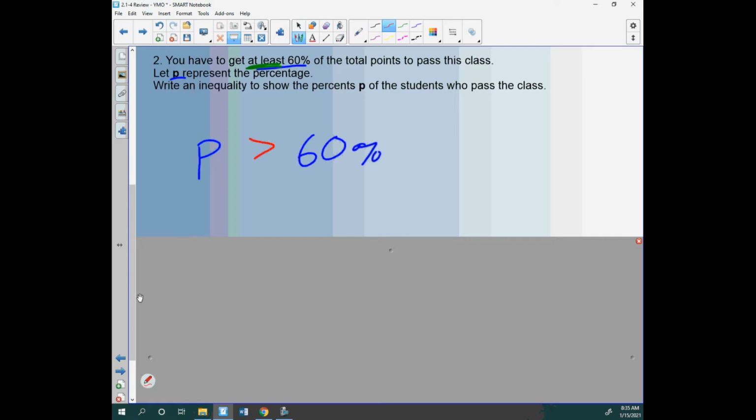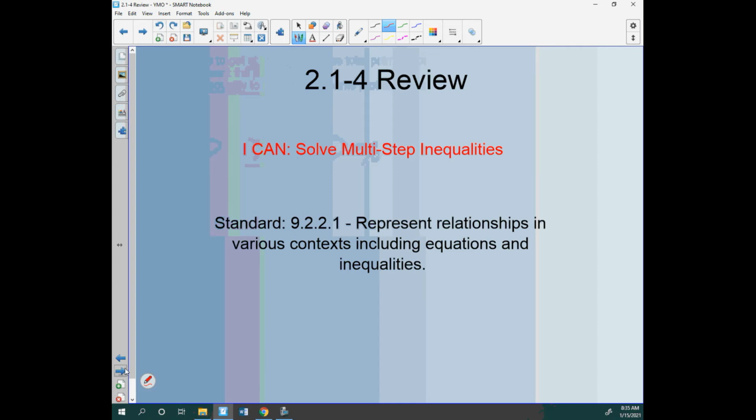So we want to get more than 60%. Okay? I think a lot of us can do pretty good at that. It's, do I include the or equal to or not? That's kind of the big question. Let me ask you a question. If you got 60%, would you pass? If the answer is yes, which it is in this case, then we would include it. So that's what it's going to look like. Oh, this one just says write an inequality. We don't even have to graph that one. Cool. We're going to call that one done. Let's move on to the next slide.